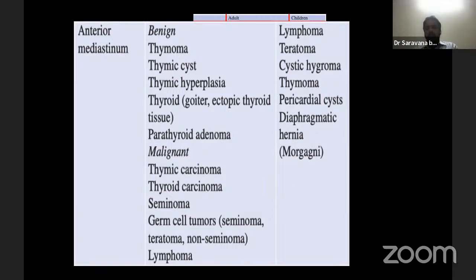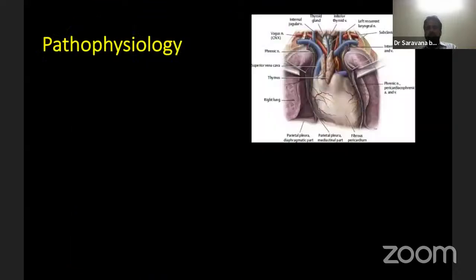So apart from causing mass effects, they may not have much infiltrative effect on the patient. So coming to the pathophysiology, what are the issues these masses can have? As you see in this diagram, there is a thymus sitting anteriorly. If the patient develops a thymic carcinoma or a thymoma or whatever it is, and the thymus starts to enlarge, adjacent to this mass there is the superior vena cava.